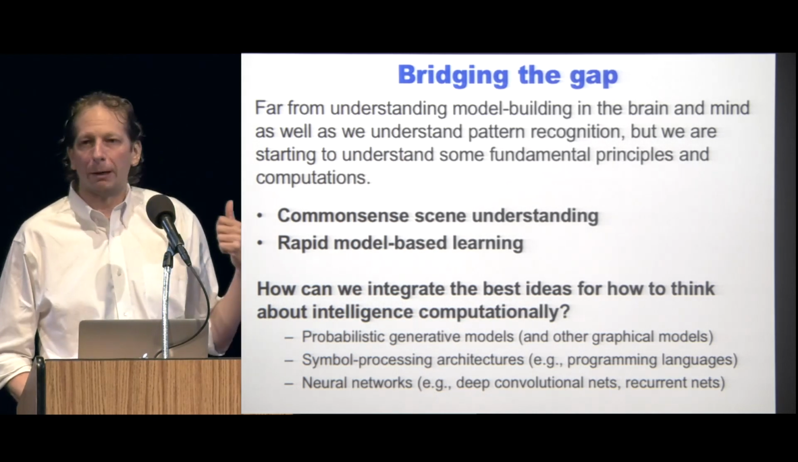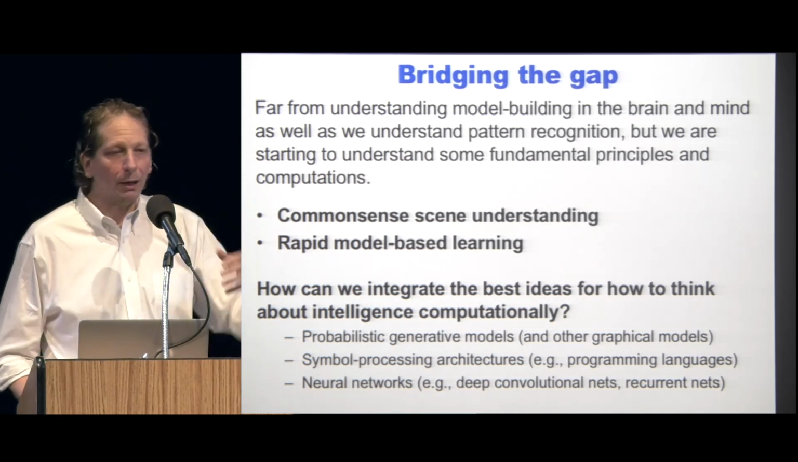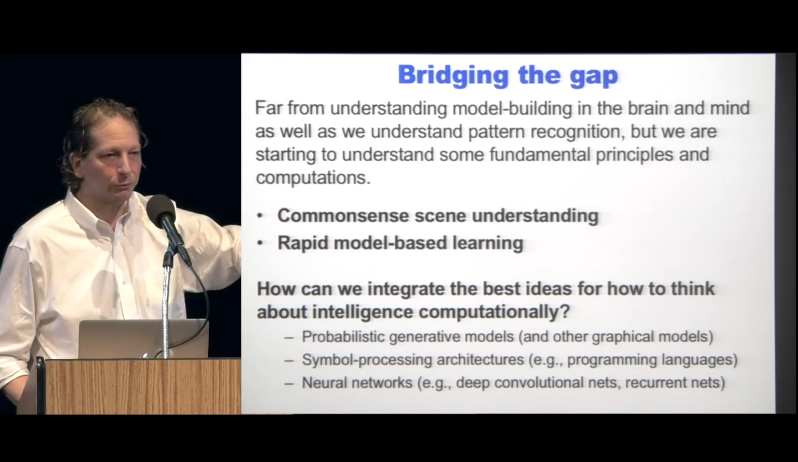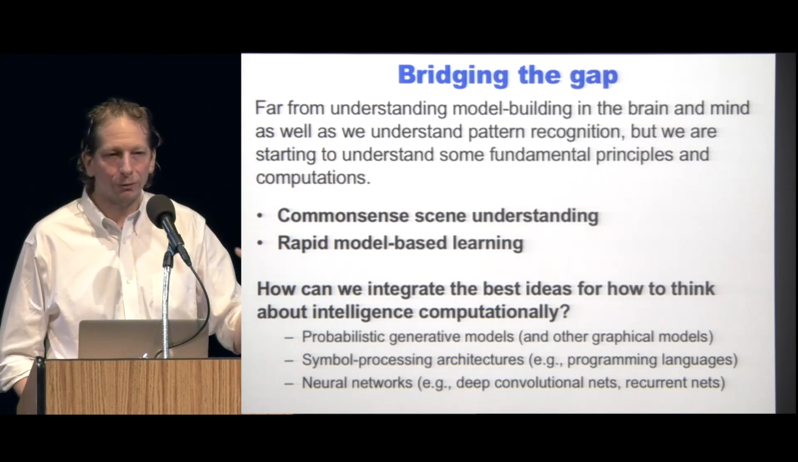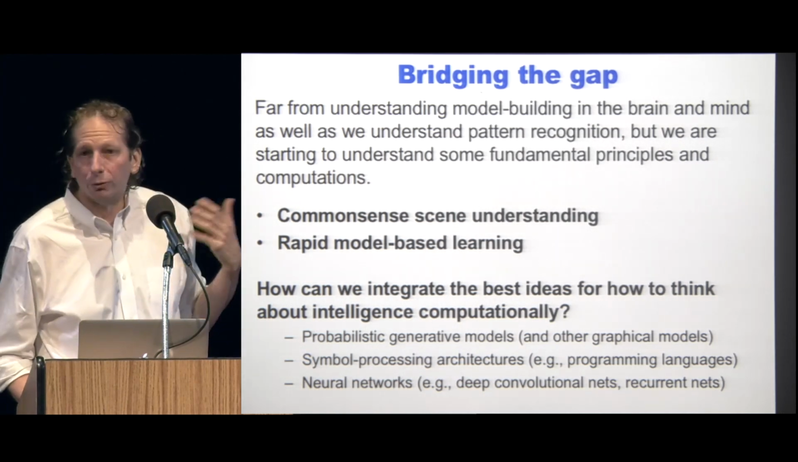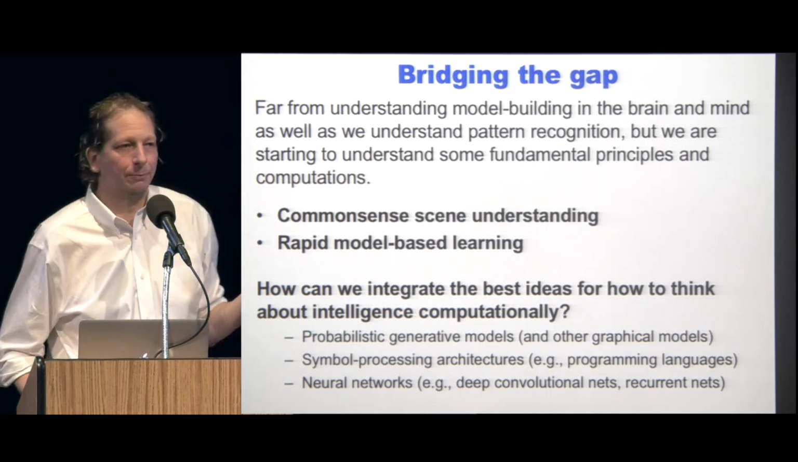One is the idea of thinking about probabilistic inference in generative models, so models that in some ways describe the causal structure of the world, where a probabilistic framework of inference tells you how to use and learn those models. So graphical models, Bayesian networks are examples of this.